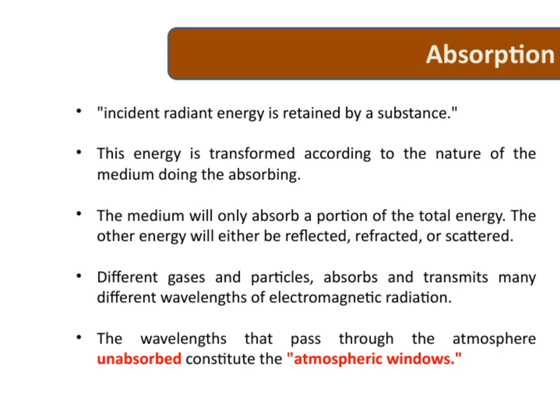Different gases and particles in the atmosphere absorb and transmit various wavelengths of electromagnetic radiation. This means that not all wavelengths make it through the atmosphere equally. Some are absorbed more than others depending on the medium. The wavelengths that do pass through the atmosphere without being absorbed are known as the atmospheric windows. These are critical because they allow certain wavelengths, including visible light, to reach the Earth's surface, playing a key role in climate and weather processes. Understanding absorption and these atmospheric windows helps us grasp how energy moves through our atmosphere and impacts our environment.